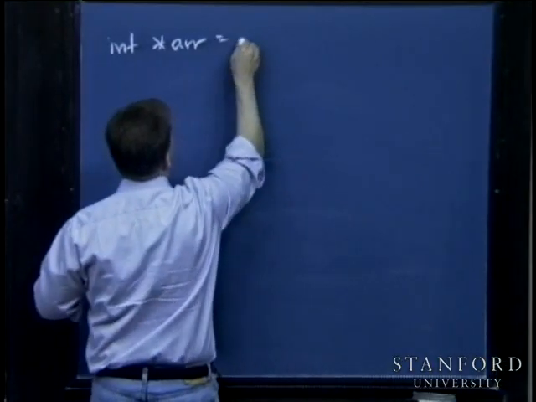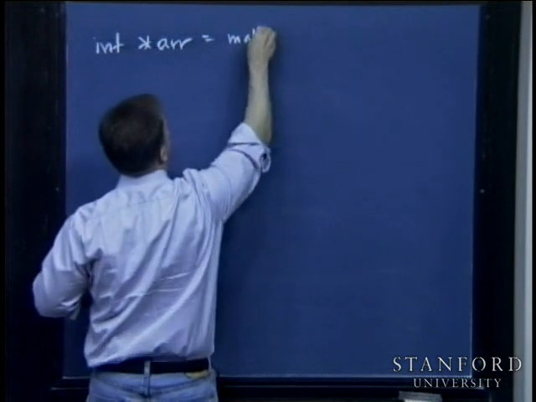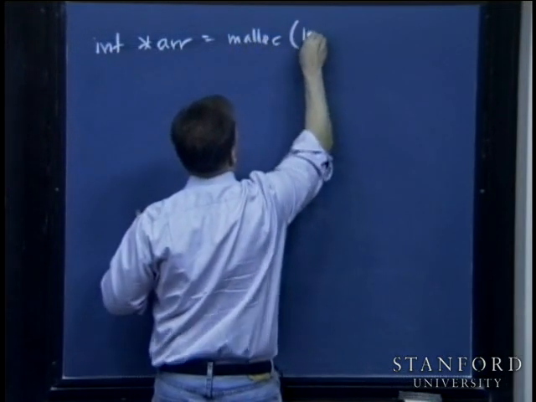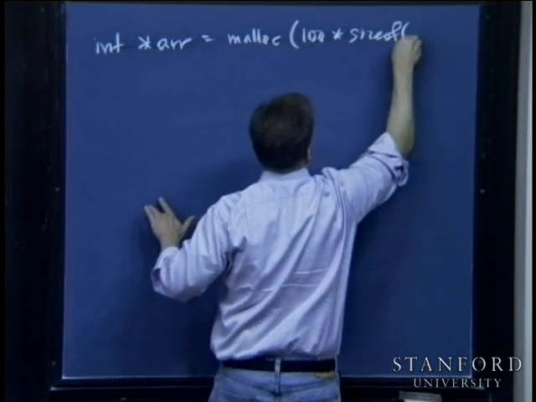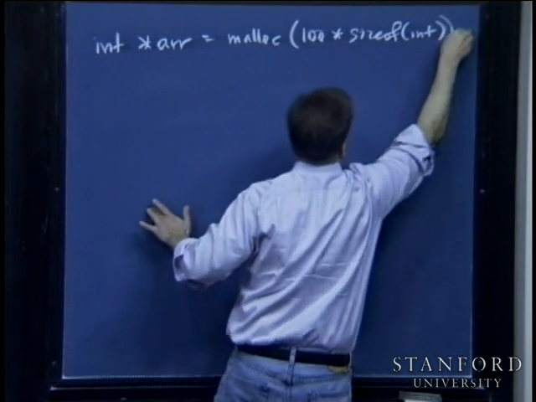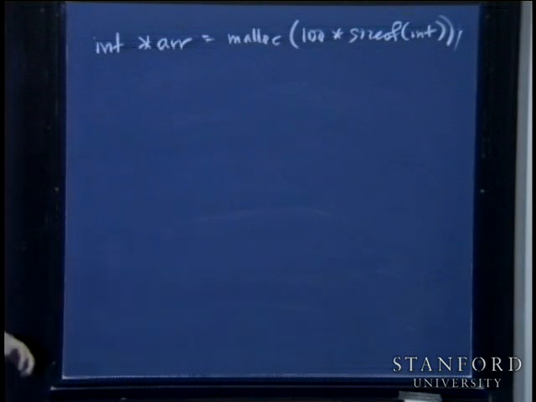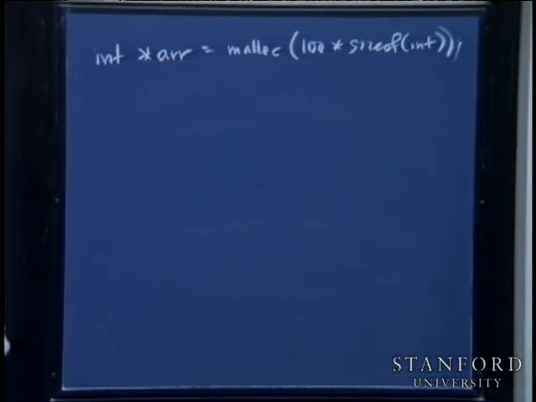array = malloc(100 * sizeof(int)). So this is a legitimately allocated block of 100 integers. You know that you're going to get either 104 bytes or 108 bytes, just a little bit more. I'm sorry, 404 or 408.